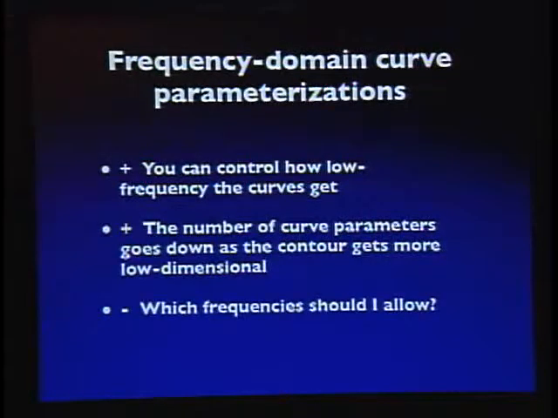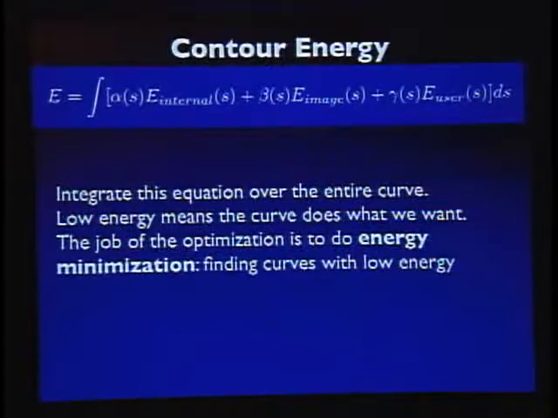So then the kind of loaded question is, how high frequency should you allow your contour to be? And this is one of those magic design decisions that there's no good theoretical answer to. It depends on what your data looks like, and it depends on what kind of contours you expect to see in your image of interest. Does this make sense? Okay, great.